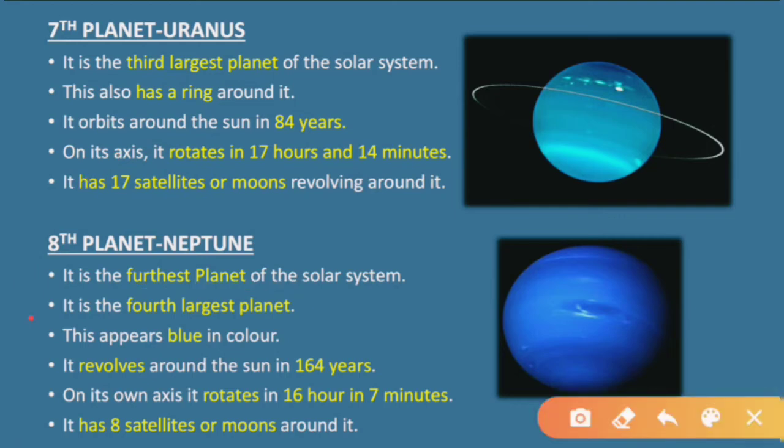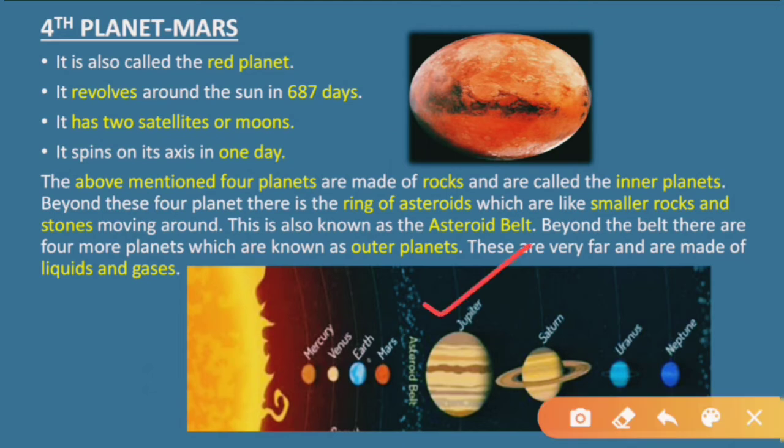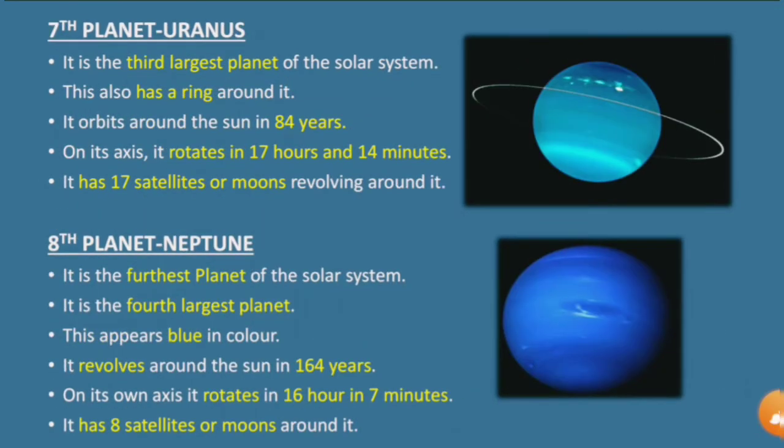It is the fourth largest planet. Okay, planet Neptune is the fourth largest planet. You can see the picture of planet Neptune here. See, as we have already studied in the previous slide, Jupiter is the first largest, second largest is Saturn, third largest is Uranus, and the fourth largest planet is Neptune. Okay, so the fourth largest planet is planet Neptune.